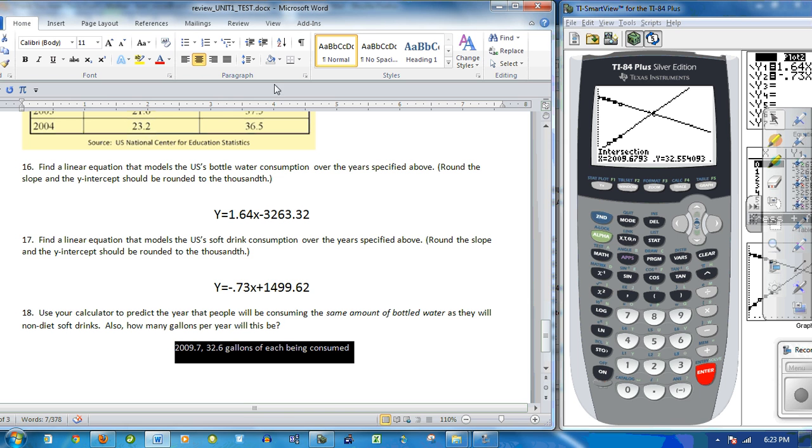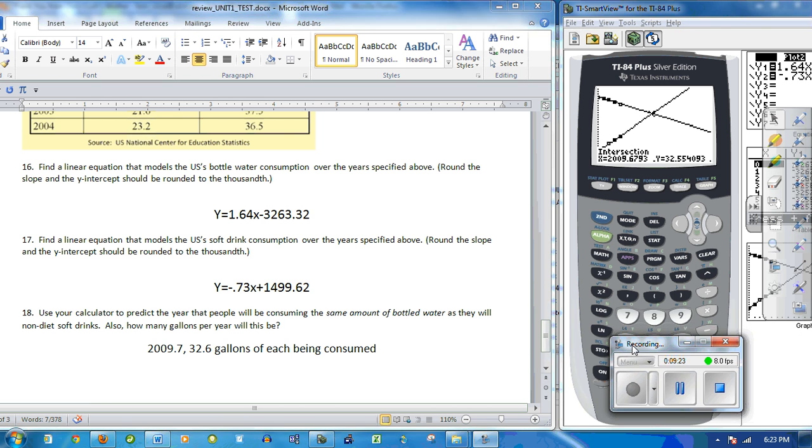So that is, in a nutshell, how to do a linear regression on 2 data sets, as well as find the point of intersection, that is, if the lines in fact do intersect. So feel free to watch this again, play with your calculator. You have to get the button work down. It's a little bit of work, but then it becomes second nature.